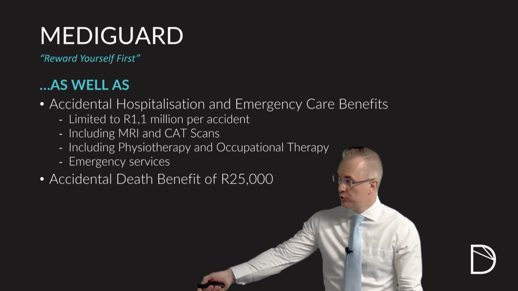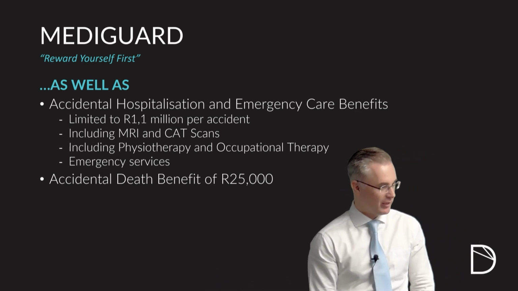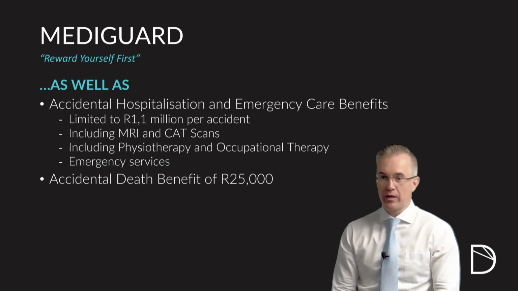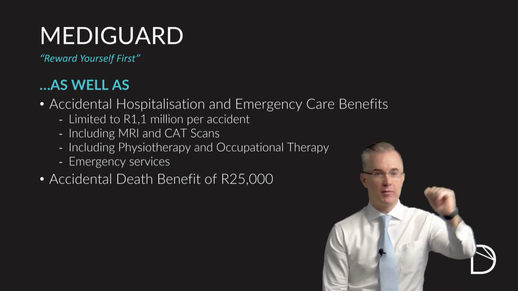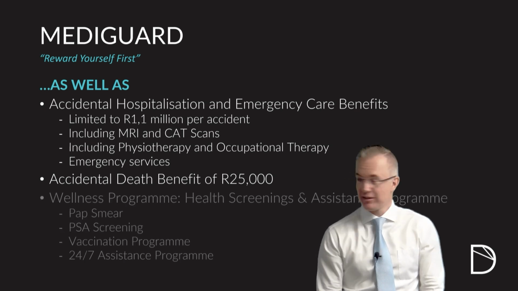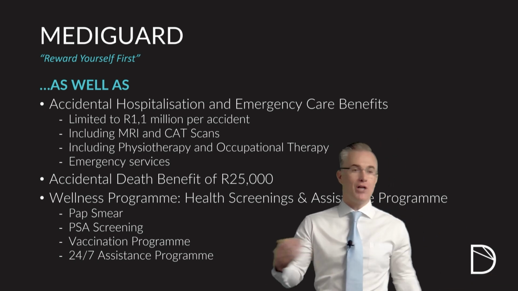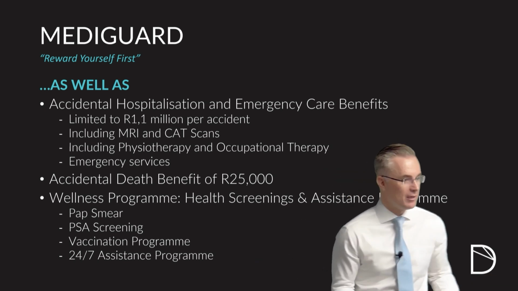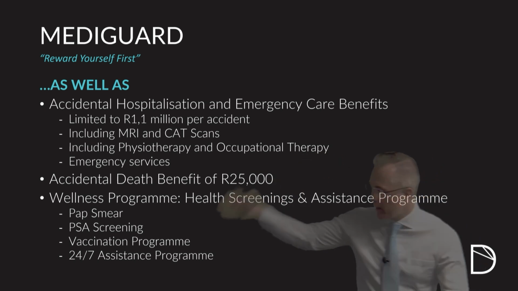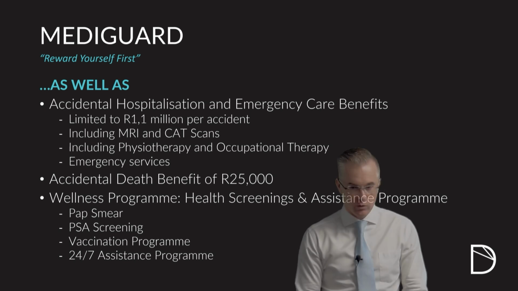Okay. And if you die, they'll give you 25,000 rand. Included in there. There's an accidental death benefit. If you die from an accident, they'll pay your family 25,000 rand. Just on top of everything else, they'll chuck that in for you. And then they've got an entire wellness program so that even if you're not sick, you can be using the product. It does all sorts of things. Pap smears, PSA screenings, vaccination program. I got that built in there. And 24/7 assistance for any medical things you want. It's all built in there.